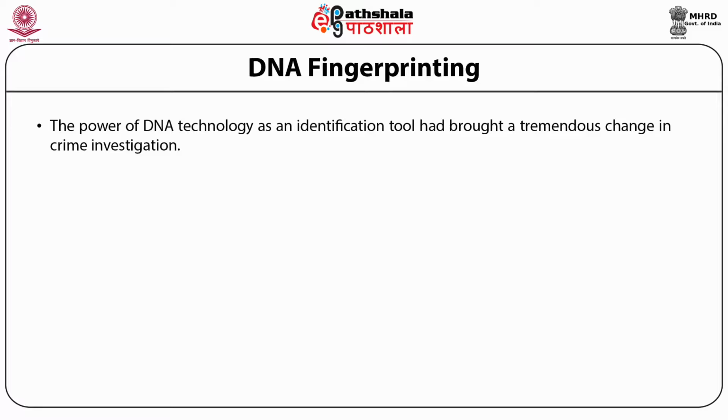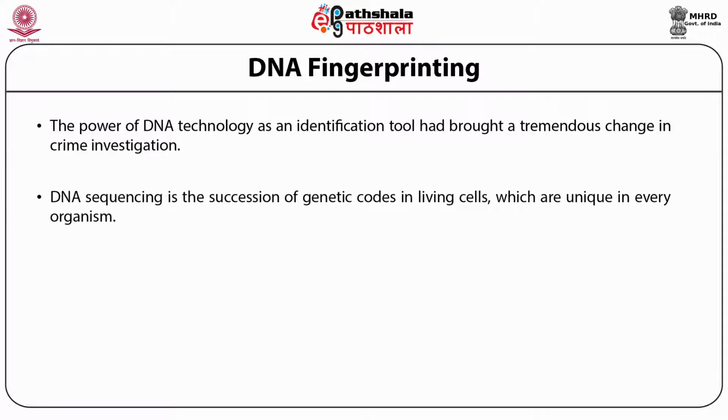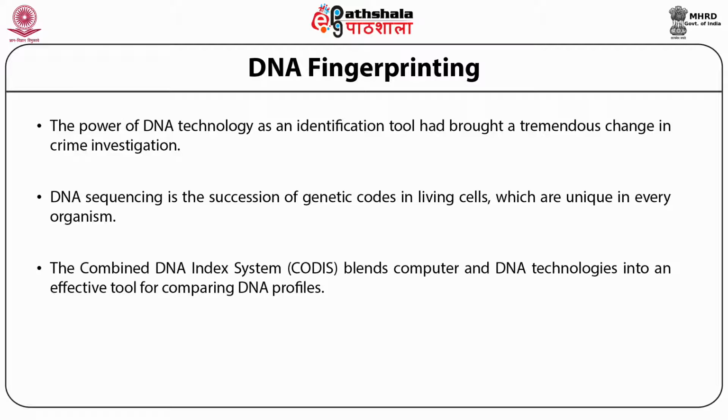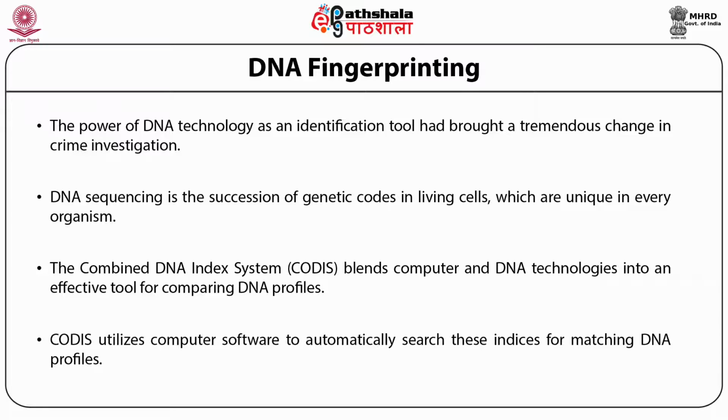The power of DNA technology as an identification tool has brought a tremendous change in crime investigation. DNA sequencing is the succession of genetic codes in the living cells, which are unique in every organism. The Combined DNA Index System, CODIS, blends computer and DNA technologies into an effective tool for comparing DNA profiles. The CODIS software utilizes computer software to automatically search these indices for matching DNA profiles.